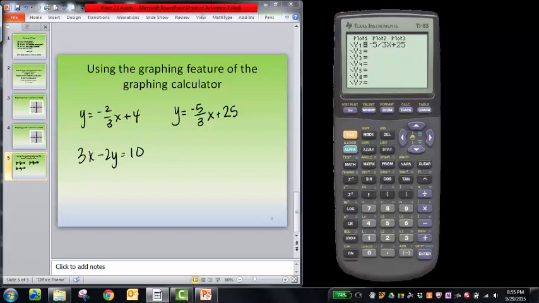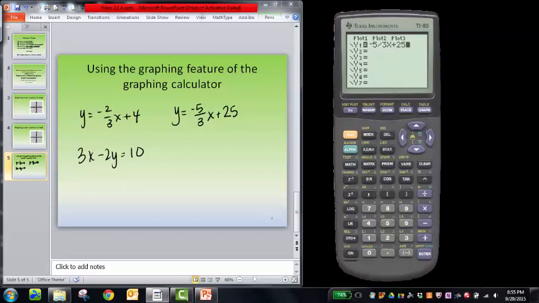I encourage you to write down the locations of these buttons, like where is X, where is the clear, where is Y equals, how do I find a table, so that you are able to look back in your notes and find them without having to ask everybody all the time.